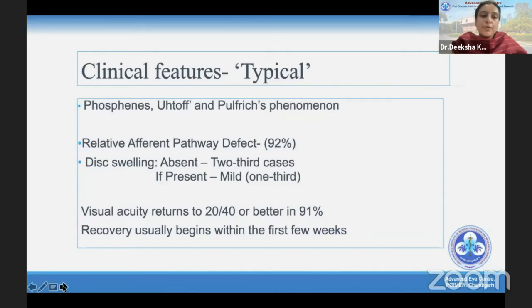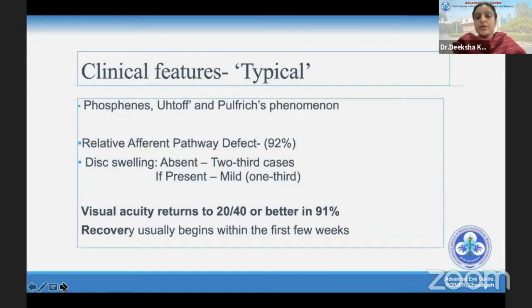The most important clinical sign is a relative afferent pupillary defect, and it is very important that we examine patients suspected of optic neuritis in an undilated fashion, because sometimes the fundus may be completely normal. In typical optic neuritis, which is mostly retrobulbar, the disc will appear normal in the majority, and the presence of an RAPD is the most important sign that has to be elicited. Typically, the visual acuity will return to normal in the majority, and the recovery usually will begin within the first few weeks.